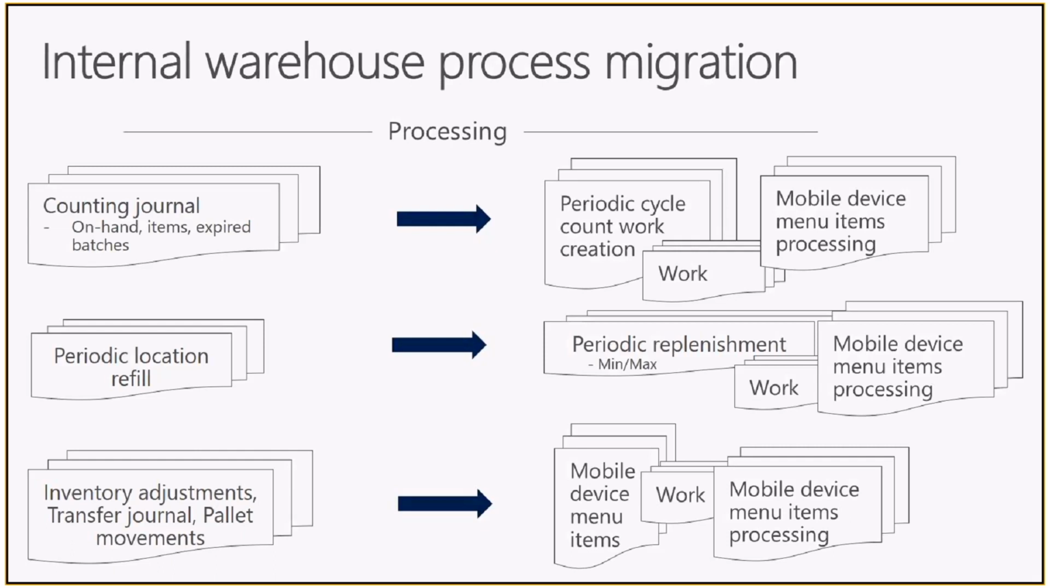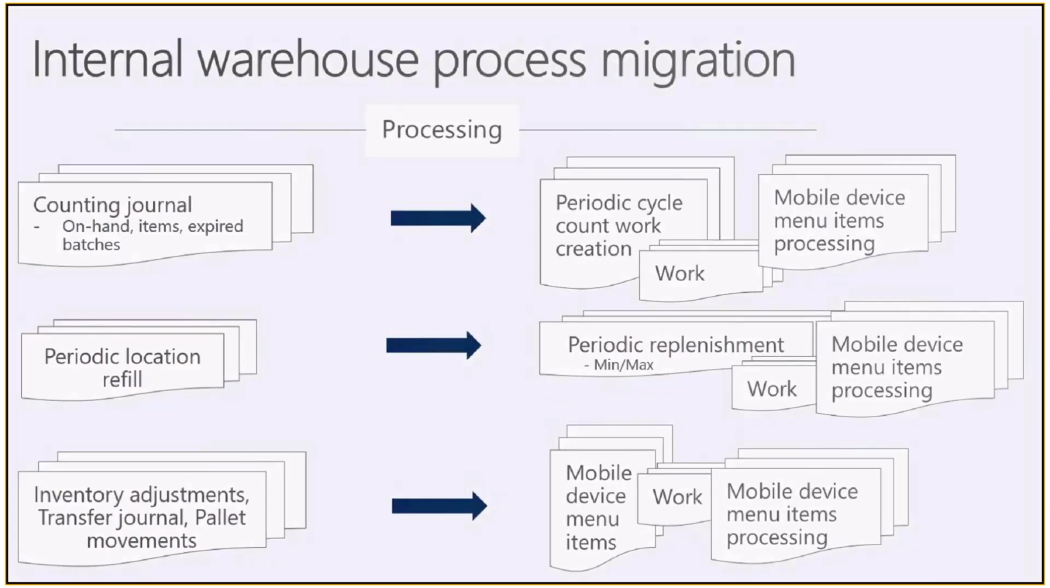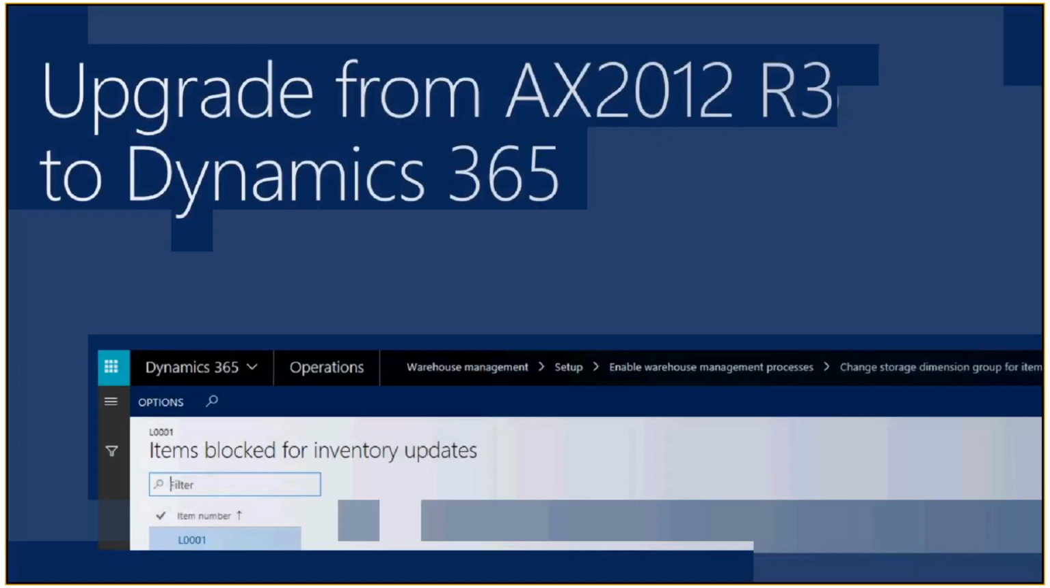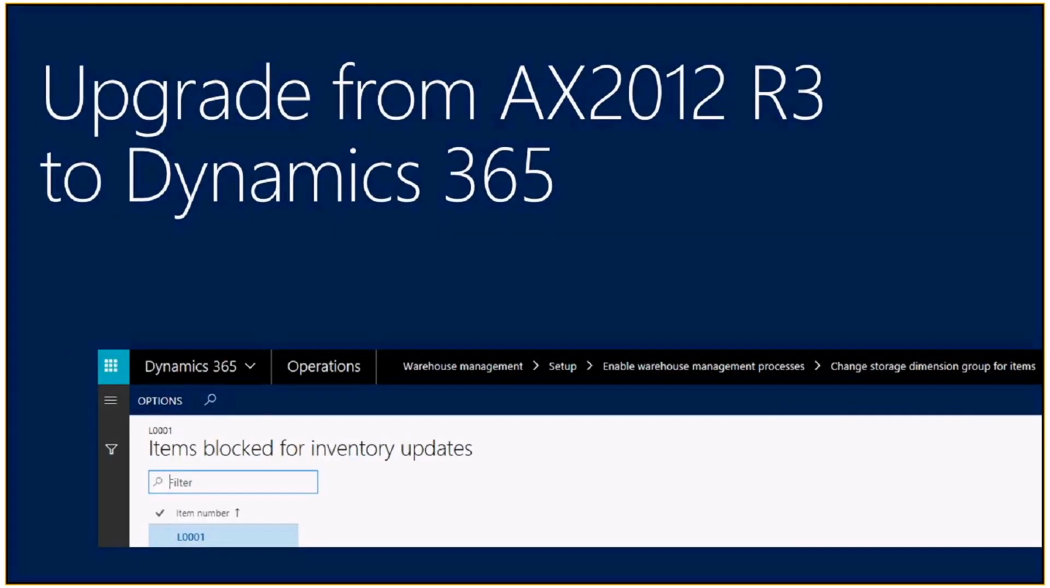So that's a very high level of architecture difference between the, let's call it legacy warehouse management module, WMS2, and then the new warehouse module in Dynamics 365. So that kind of ends the first part of the presentation.